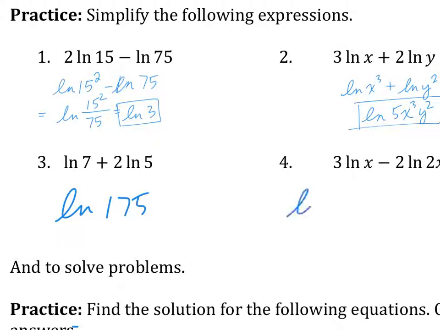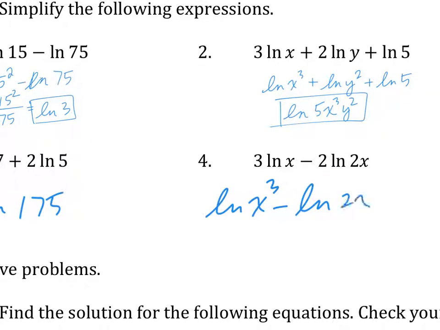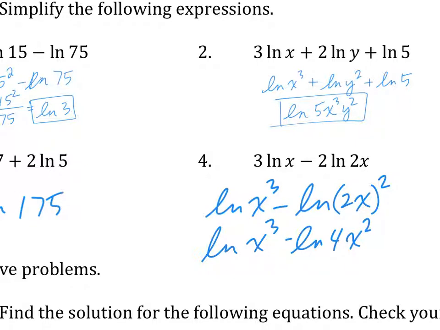So first you turn this into x cubed. This becomes natural log 2x, the whole quantity squared. Please be careful. Don't just put a square at the very end. You're going to forget to square the whole thing. So this is natural log x cubed minus natural log 4x squared. The minus means you're going to divide. So x cubed divided by 4x squared, which is natural log x over 4.